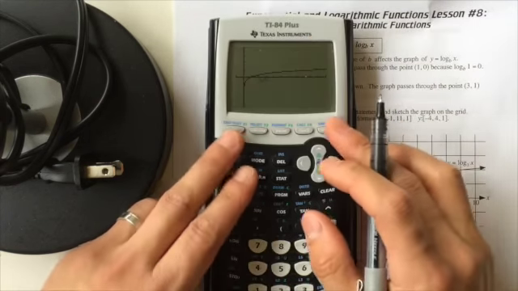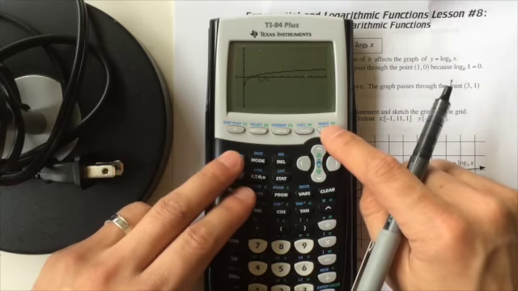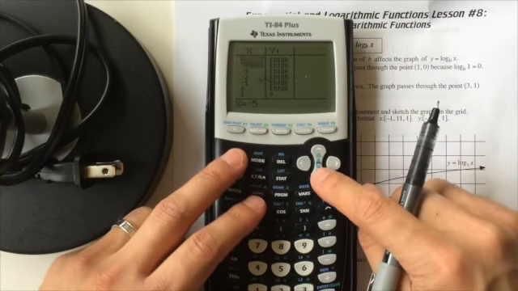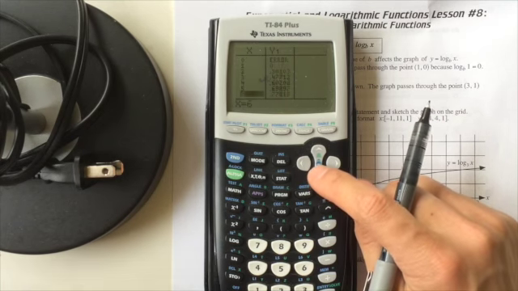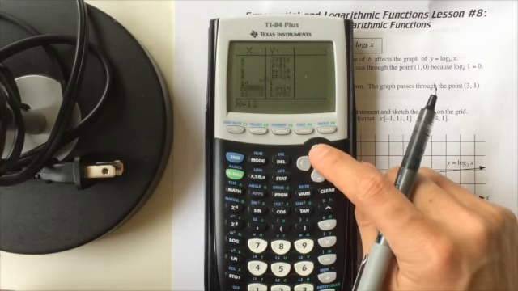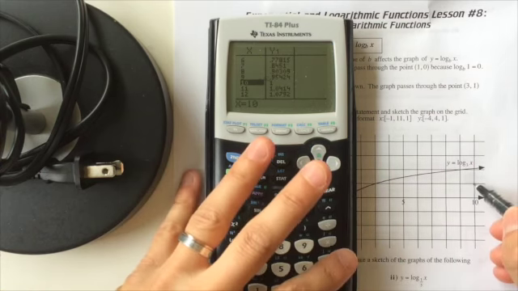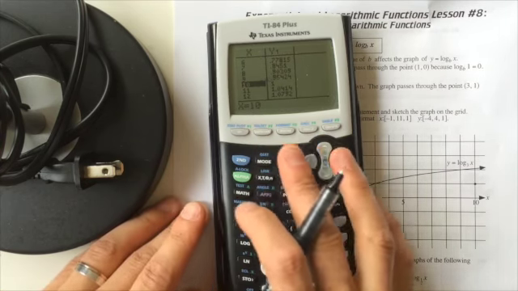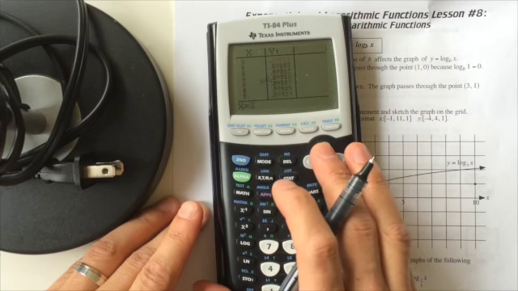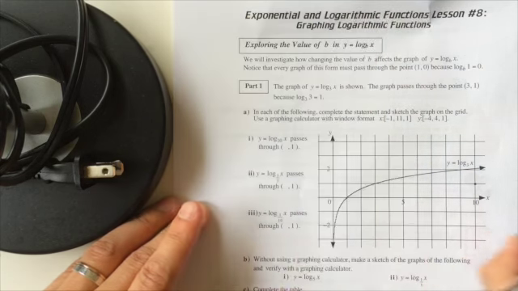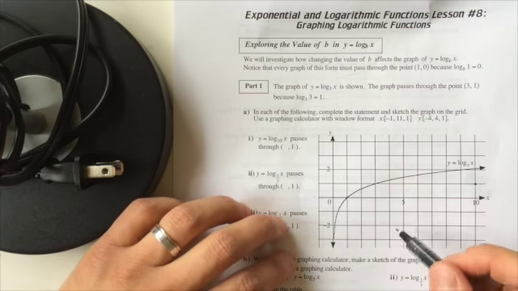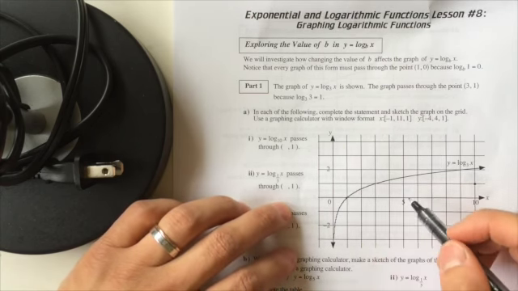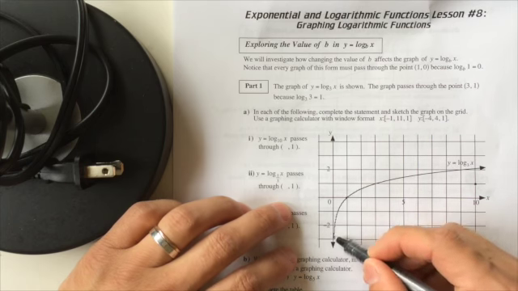The best way to actually draw these, rather than just drawing it randomly, is to look at some of the values that are given. So at 10, it's going to cross at 1, and at 1, it's going to be at 0. Now, the reason it's good to look at these window settings is because we don't want to get mixed up with which graph we're actually drawing here.